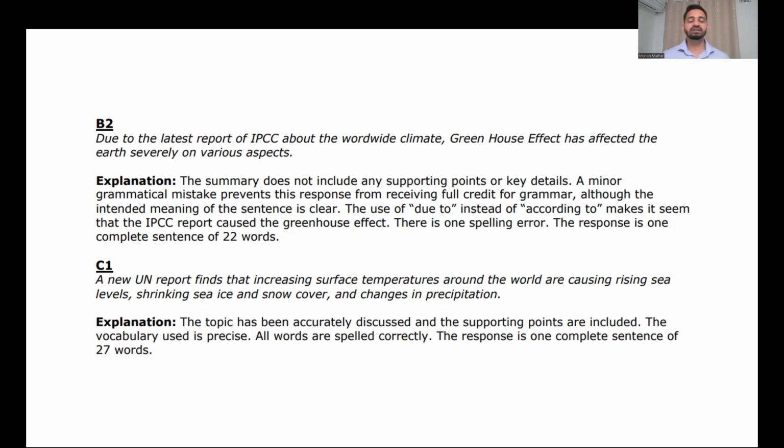And look at the explanation here. The topic has been accurately discussed and supporting points are included. The vocabulary used is precise. All words are spelled correctly, and the response is one complete sentence of 27 words. Okay, so that's how it should look. I hope your summary was close enough to this one. And if your summary is like a B1 response, you can see what the problems are there. If your summary is like a B2 response, you want to fix that, and you want to achieve at least a C1 response to be able to score really highly in this part of the test.